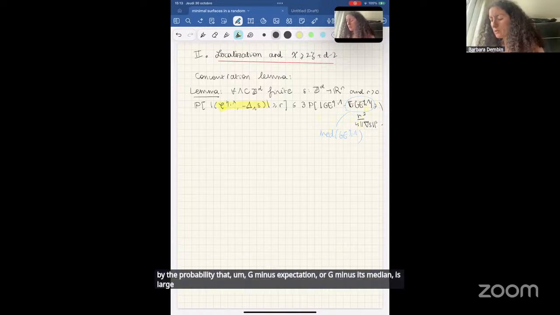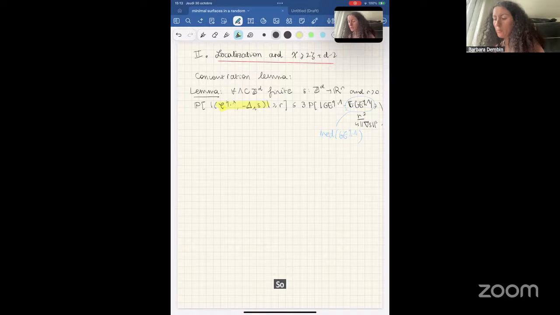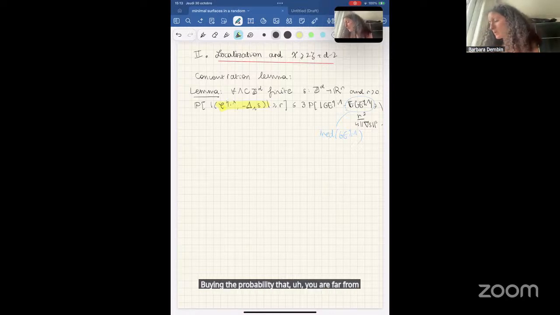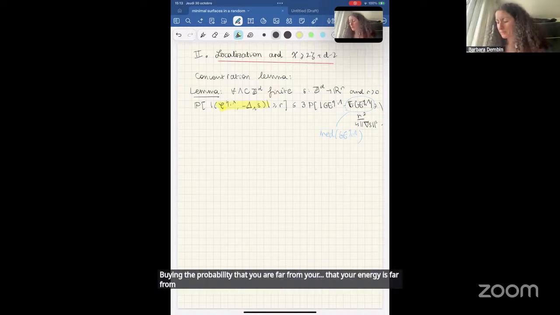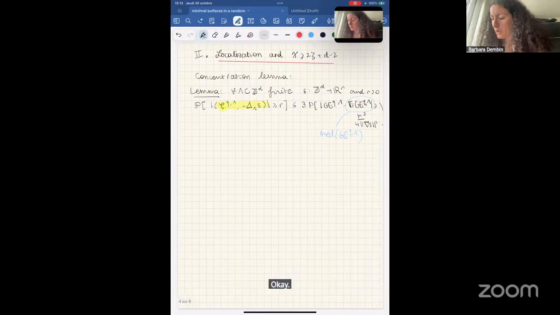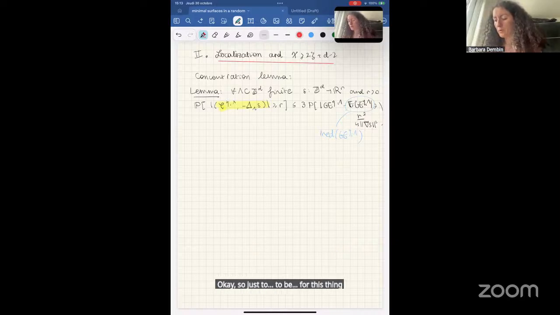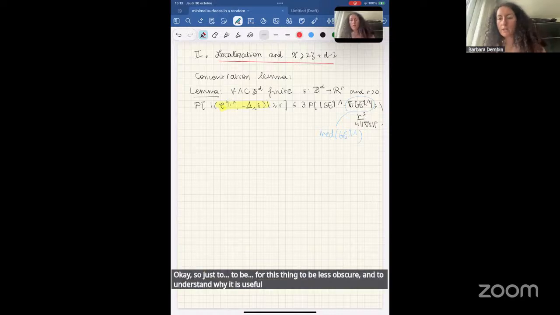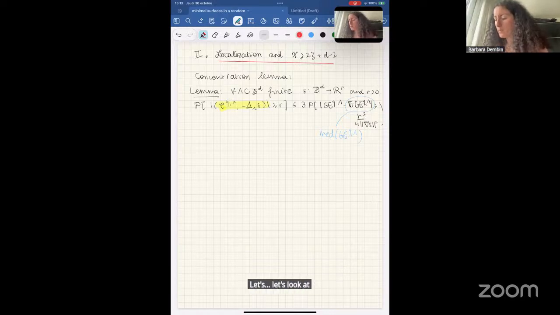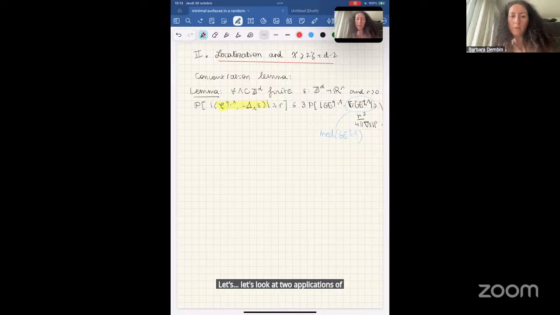And the good thing is that the right-hand side is something you know very well how to control with our concentration assumption. So we bound the probability that some observable is very large by the probability that your energy is far from your expectation. Okay, so just for this thing to be less obscure and to understand why it is useful, let's look at two applications of this concentration lemma before proving it.